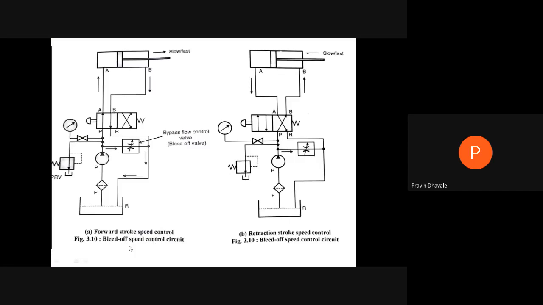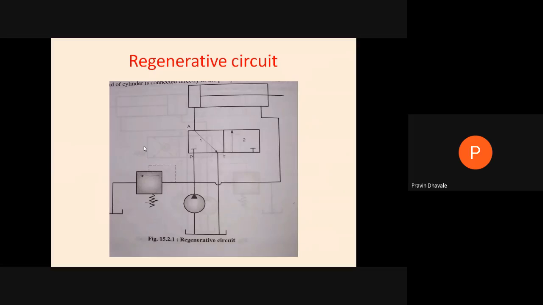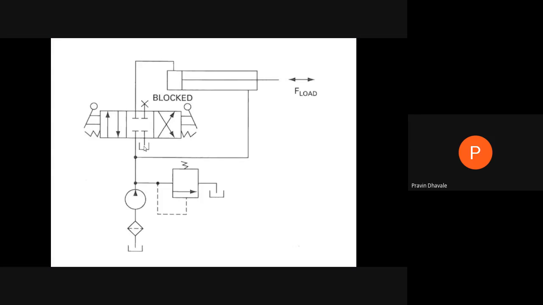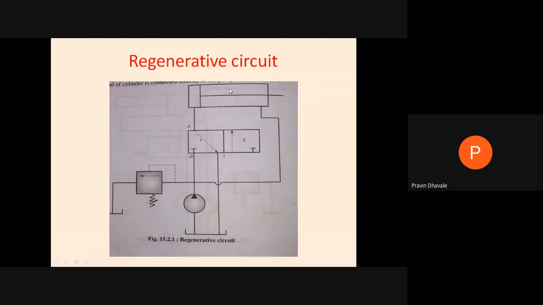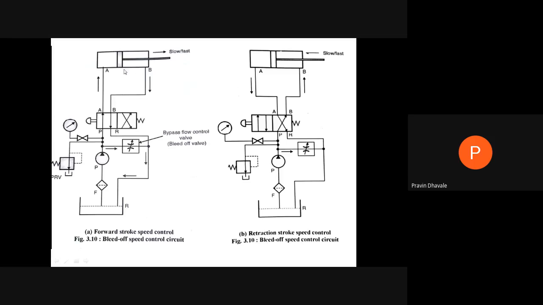Now, the bleed-off circuit. In a bleed-off circuit, we can mount a variable flow control valve in a bypass line after the pump, in order to control both inward and outward movement of the piston. Now we see the regenerative circuit. In the earlier diagram, whatever fluid came out of the outlet was directly supplied to the reservoir.